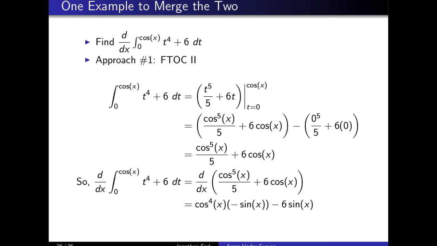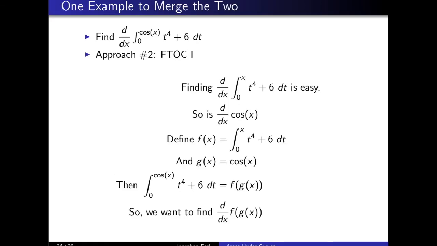The second way is to use the fundamental theorem of calculus part 1. We could find the derivative with respect to x of the definite integral from 0 to x of t to the 4 plus 6 dt. That's easy. We know how to do that. Likewise, we also know how to find the derivative of cosine of x. So let's define the function f of x to be just the area function going from 0 to x of t to the 4 plus 6 dt.